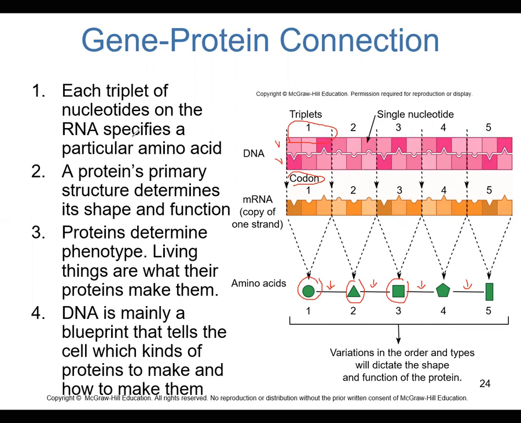So again, the DNA has the original code. We transcribe it into mRNA, and then we will translate that into the sequence of amino acids, which is going to make a protein. And DNA, again, is the blueprint for this. The DNA itself doesn't do anything. It's just holding the information for us.